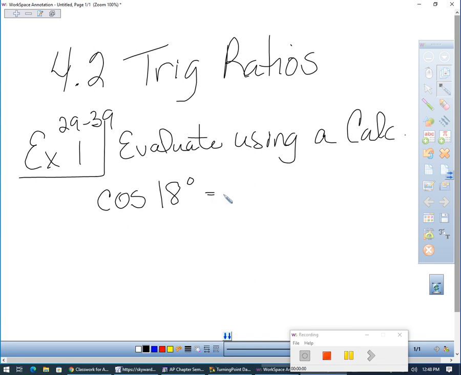Okay? So for example, if I want you to find the cosine of 18 degrees, first thing you're going to do is go into your calculator, make sure you're in degree mode. Then you go ahead and go to cosine of 18. 0.951. We'll start there. Did everybody get 0.951? Okay.